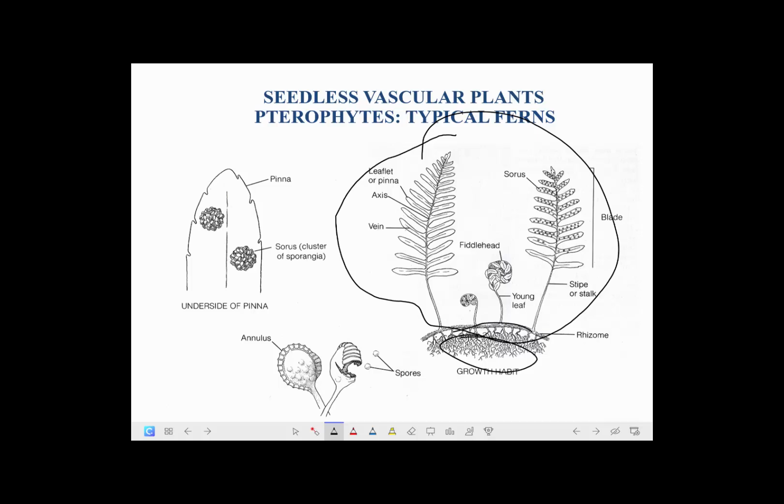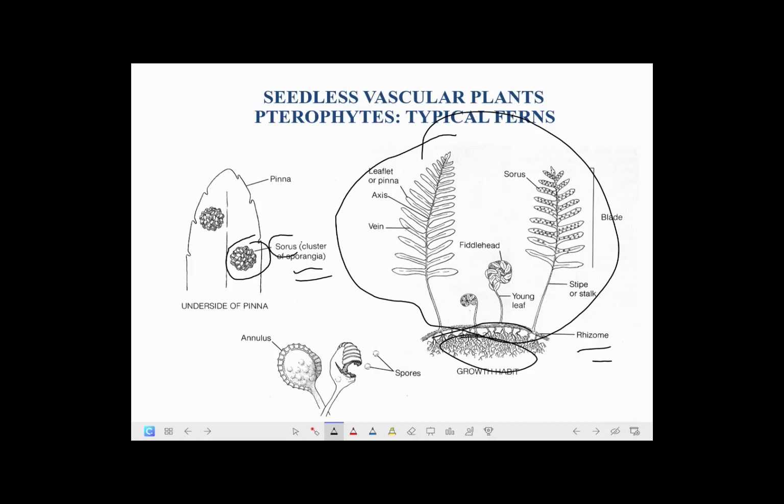Sometimes they creep along horizontally with a horizontal stem called a rhizome. Sometimes the rhizome is vertical, and they form in a circle. The undersurface of many ferns have clusters of sporangia. So you can see these visibly. They're sometimes about the size of a grain of rice or a pencil eraser. But they are many, many sporangia, many, many spore cases clustered together.